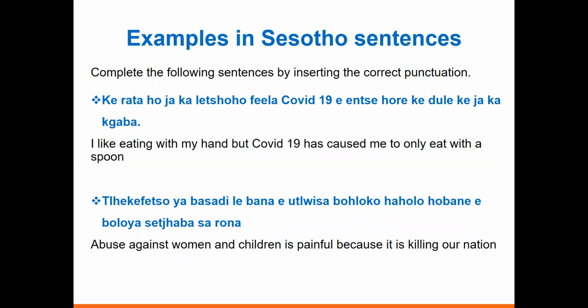Let me read the sentence in English first. I like eating with my hand, but COVID-19 has only caused me to eat with a spoon. Ke rata ho ja ka letsoho, fela COVID-19 entse hore ke dule ke ja ka kgaba. Abuse against women and children, because it's painful, because it's killing our nation. Tlhekefetso ya basadi le bana e utlwisa bohloko, hobane e bolaya setjhaba sa rona.